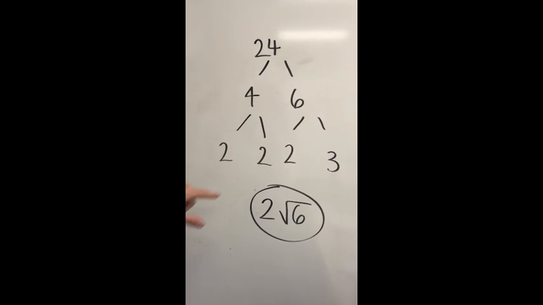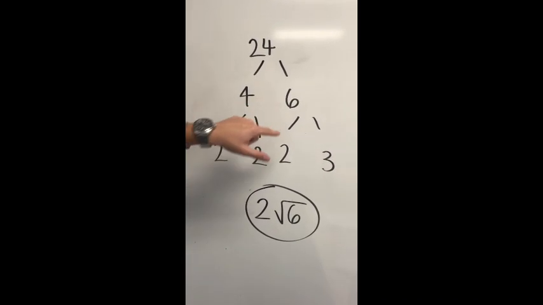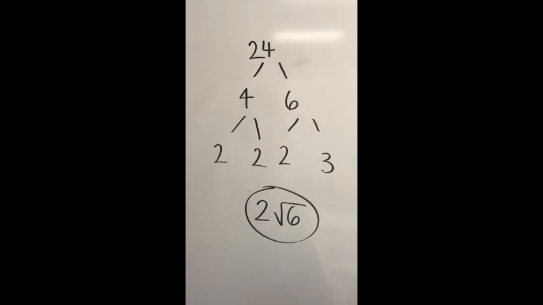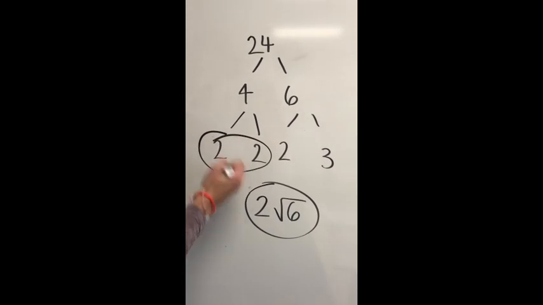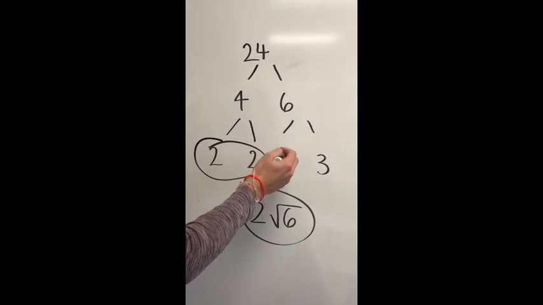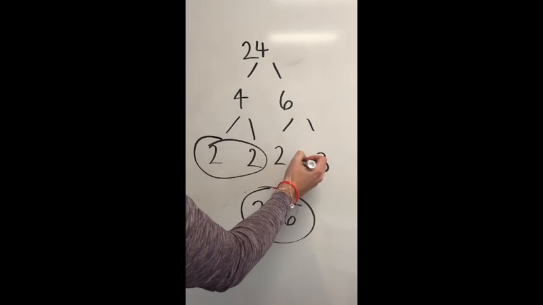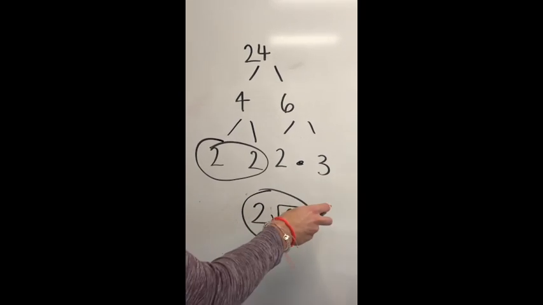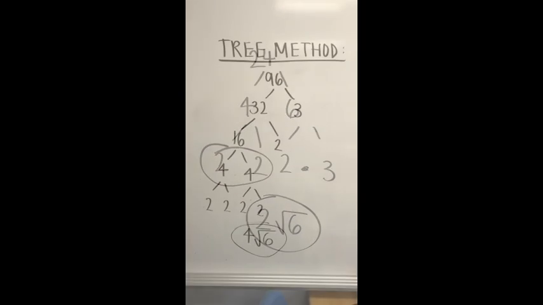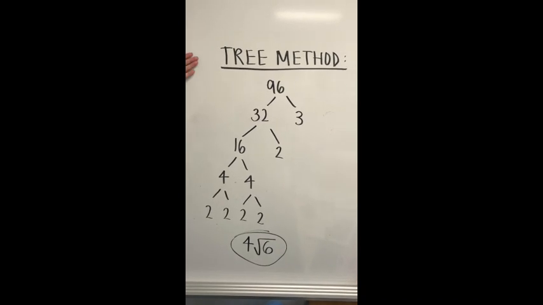Then we simplify. 2 times 2 is 4. 2 times 3 is 6. Because it's a pair, and we can't have another pair, that means we have to multiply those two. And our answer is 2 square root of 6. So this is the tree method.